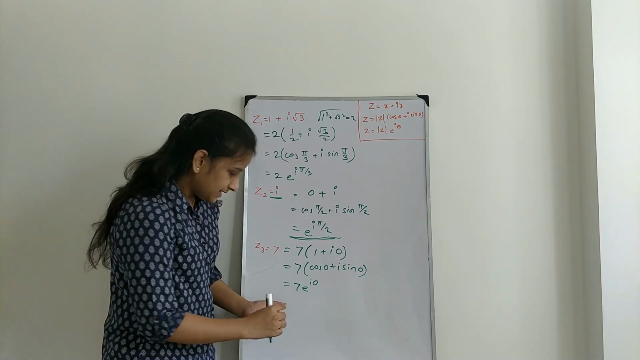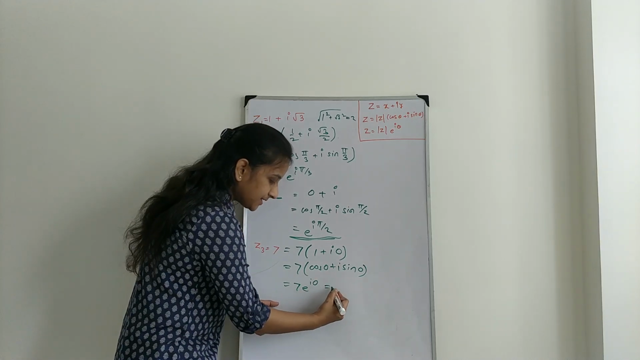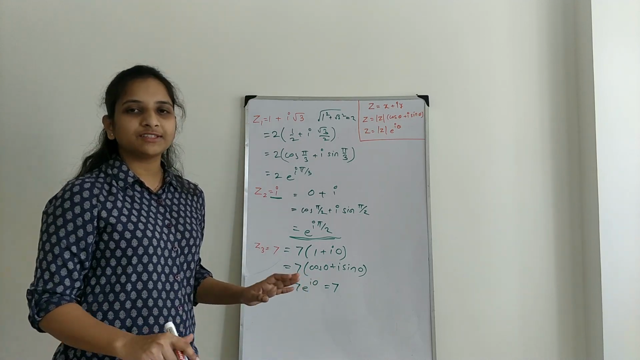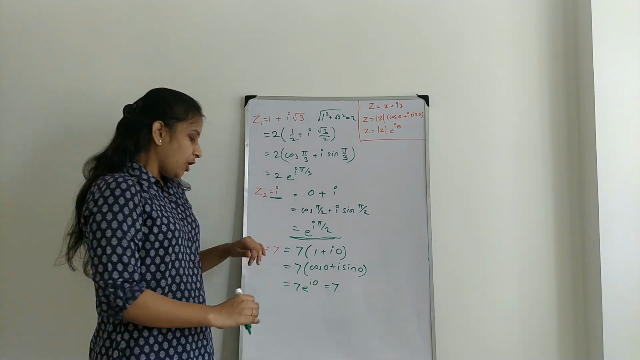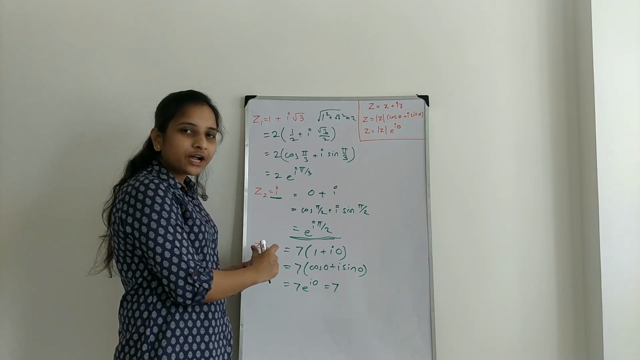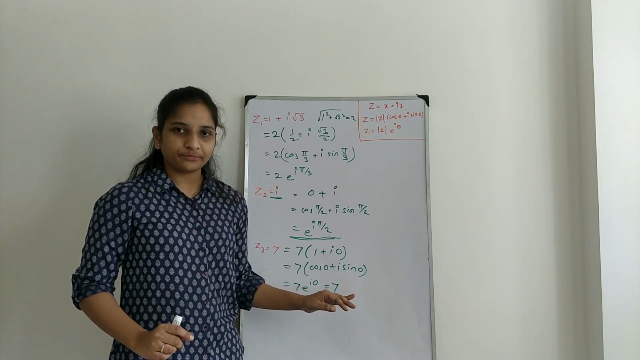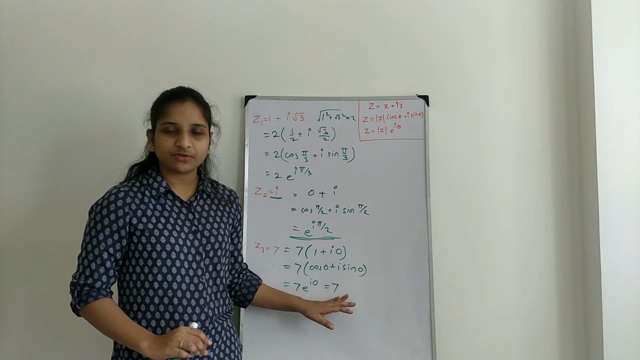Now, this is the same as 7. e power 0 means 1. Anything to the power 0 is 1. So there is no need to convert 7 into Euler's form. This is also the Euler's form, the same. Okay.